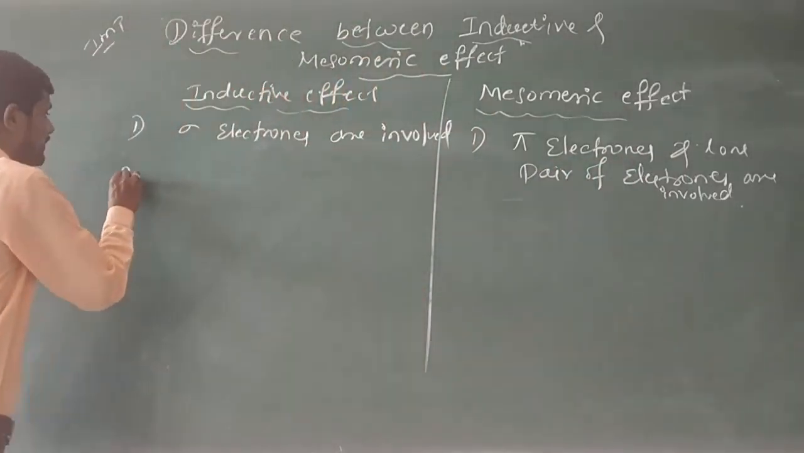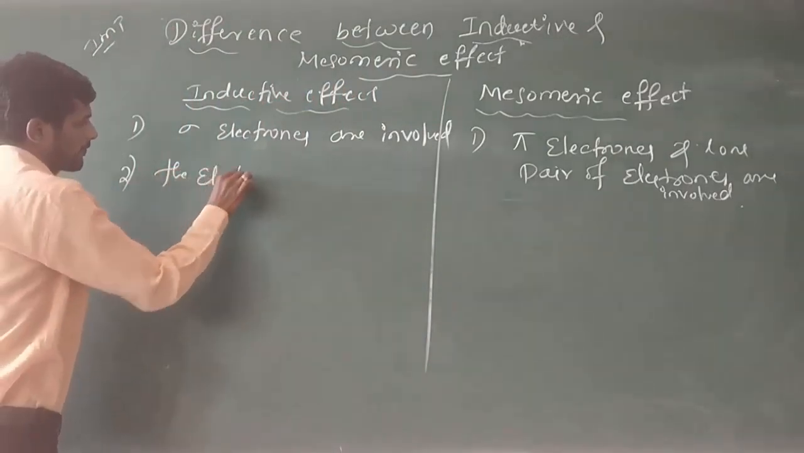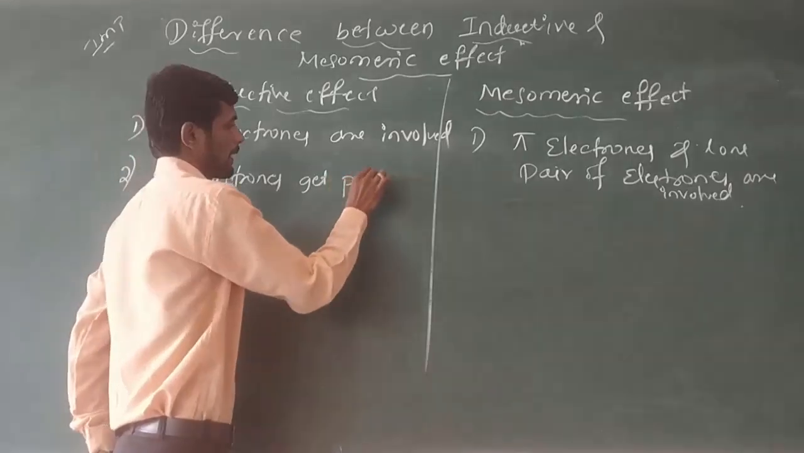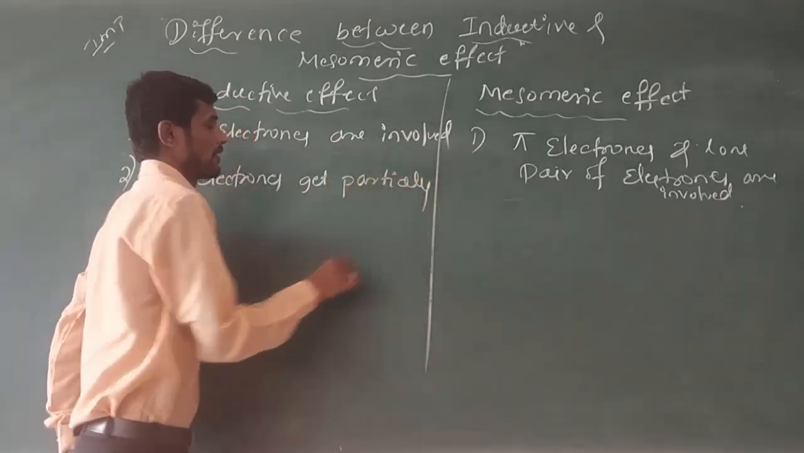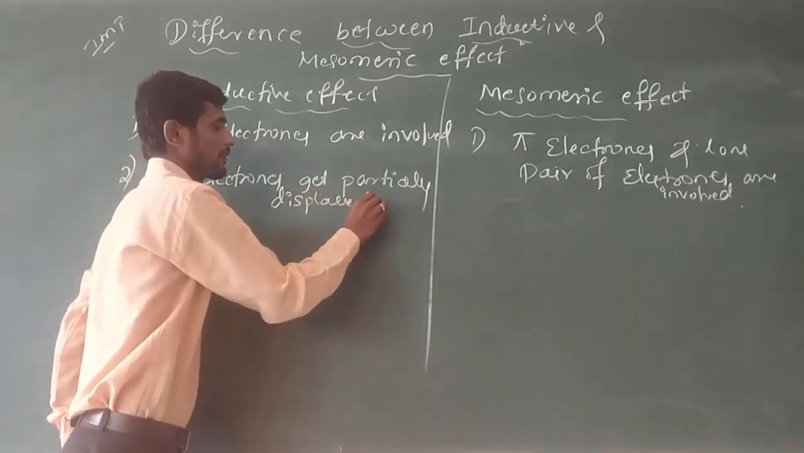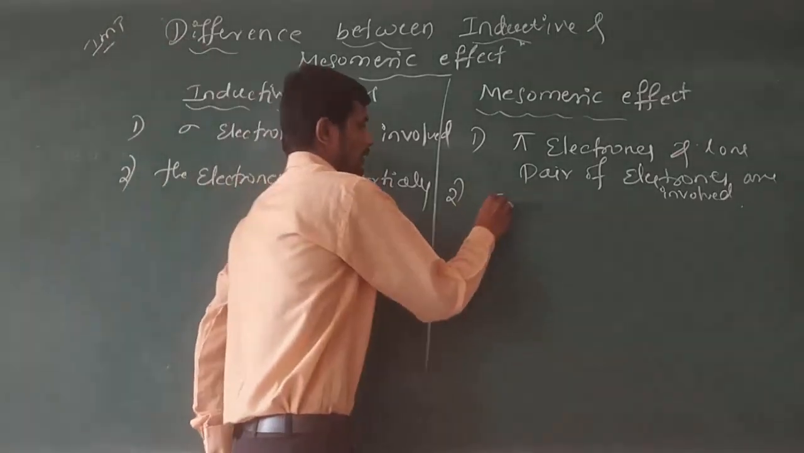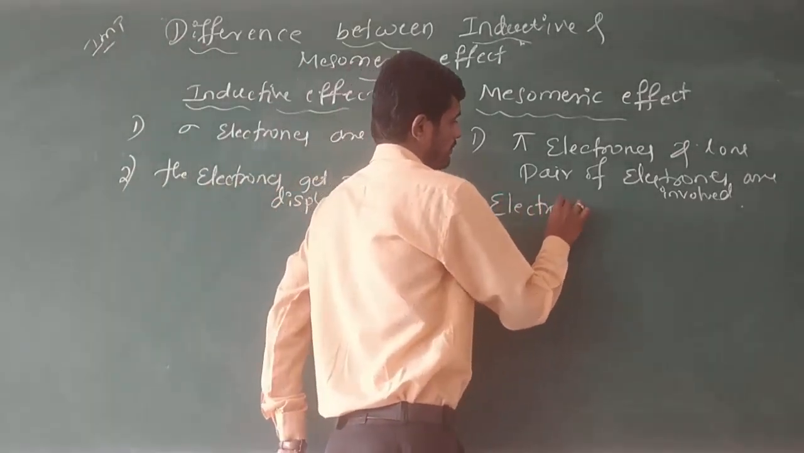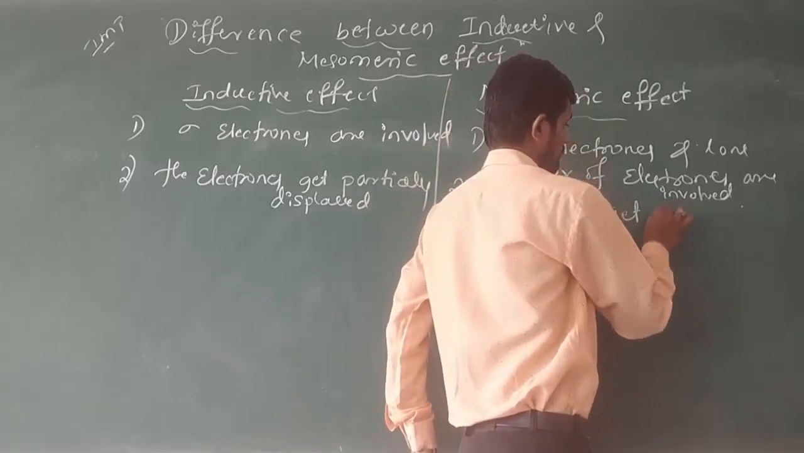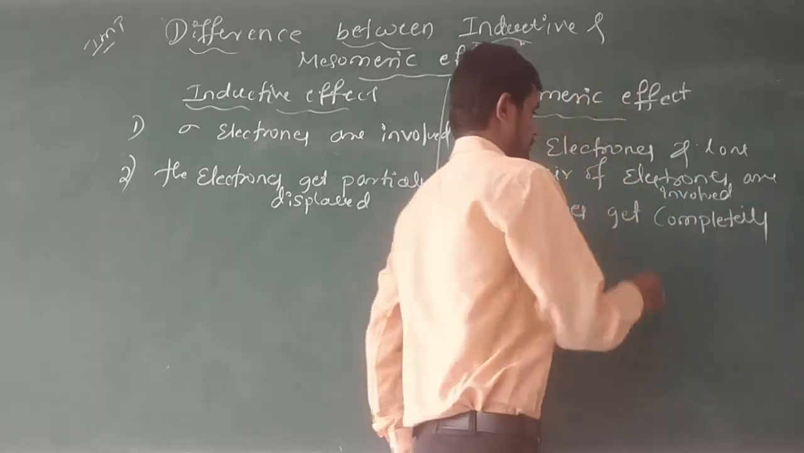Next, second point. In inductive effect, the electrons get partially displaced. But in presence of mesomeric effect, electrons get completely displaced.